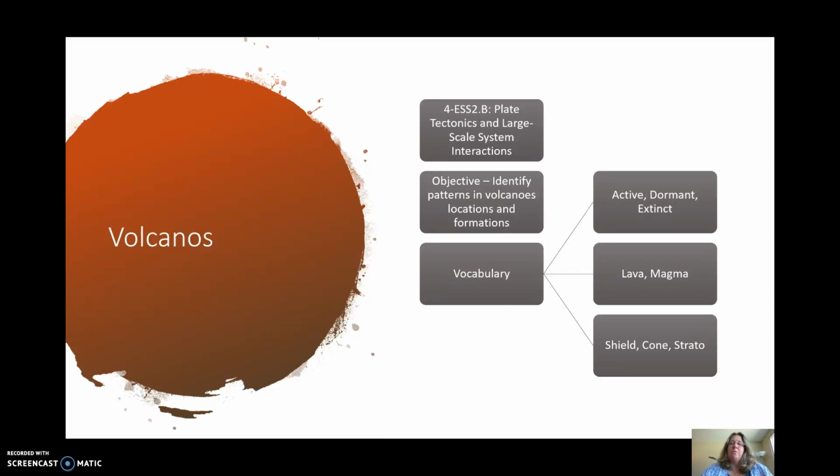So, like I said, it's part of our plate tectonics and large-scale system interactions. We're learning about how mountains are made and oceans and ridges and all those kinds of things. And in this unit, the one on volcanoes, we're looking at patterns in volcanoes, the locations and the formations. And we learned, before we even started, we talked about some of the vocabulary. We talked about active, dormant, and extinct volcanoes. We talked about lava and magma and the difference between the two, and shield and cone and stratovolcanoes is something that we actually learned while we were looking at the content.